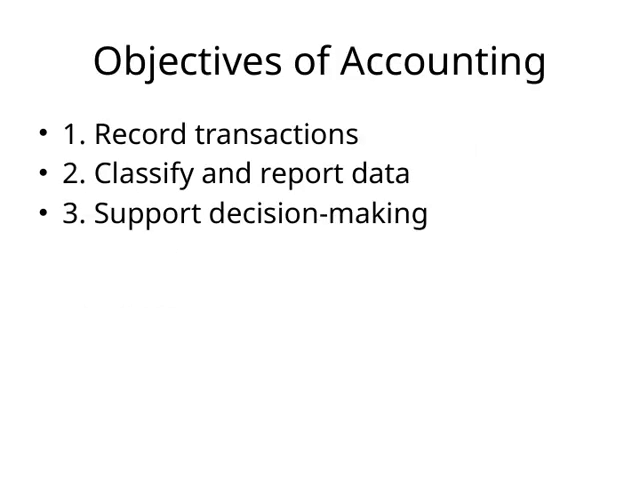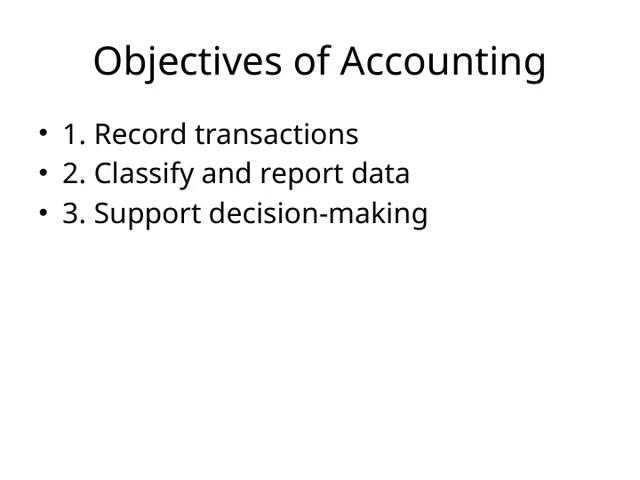Now, let's take a closer look at the main objectives of accounting. First, recording transactions is fundamental. This means systematically documenting every financial event that affects a business, from sales to expenses. It's the backbone of accurate financial information. Next, we classify and report this data. This involves organizing transactions into categories and preparing reports that give us a clear picture of the company's financial health. Think of it as turning raw data into meaningful insights.